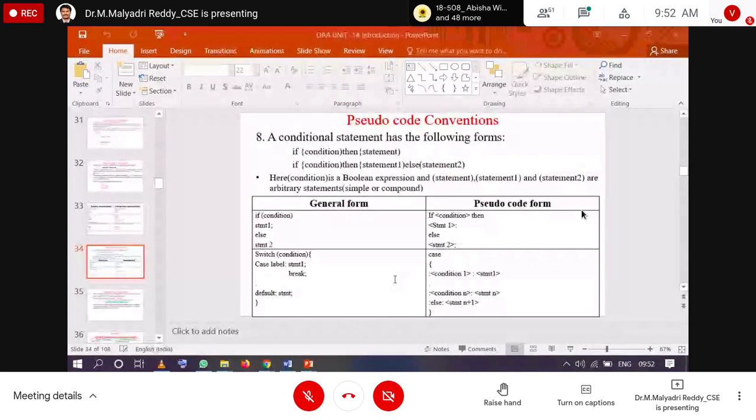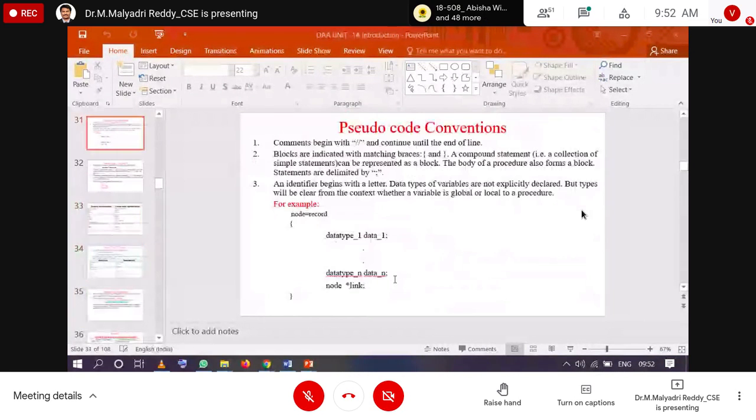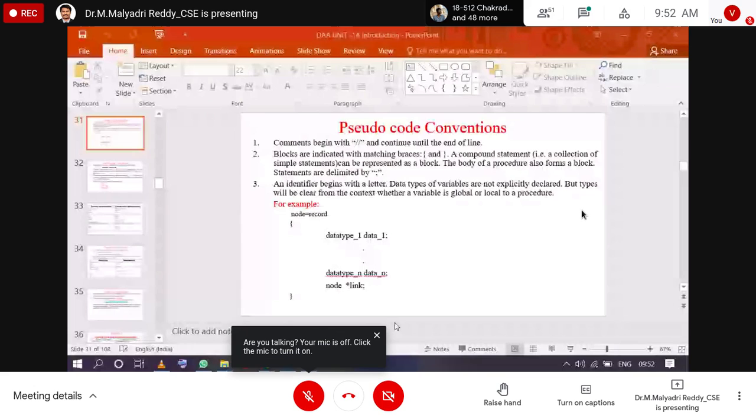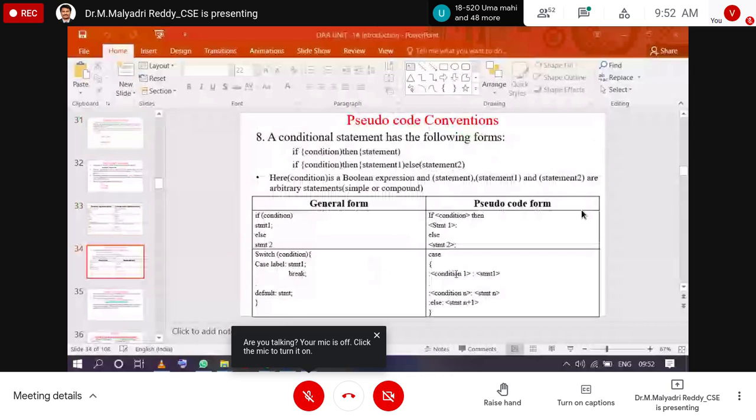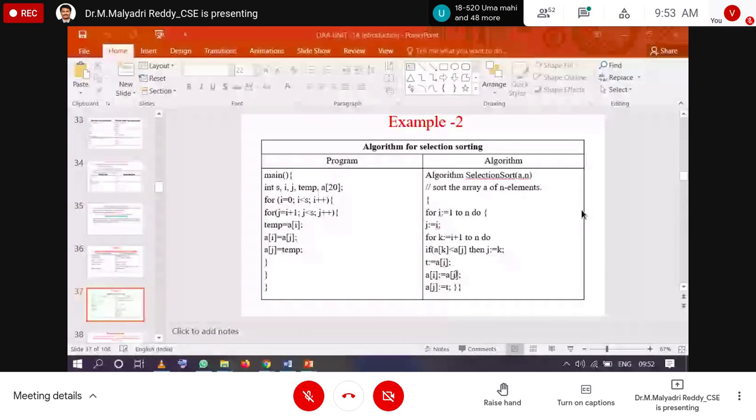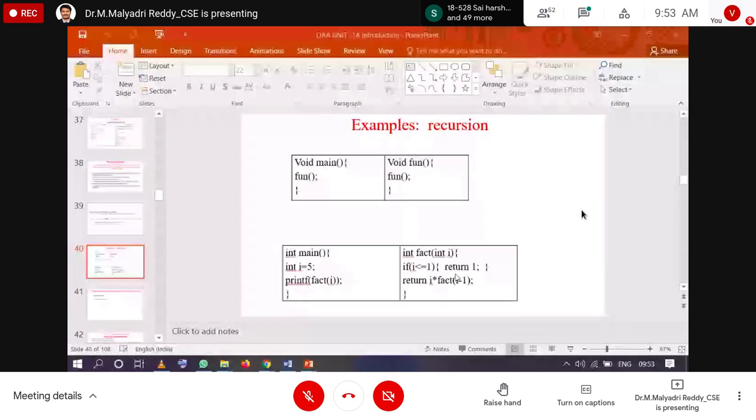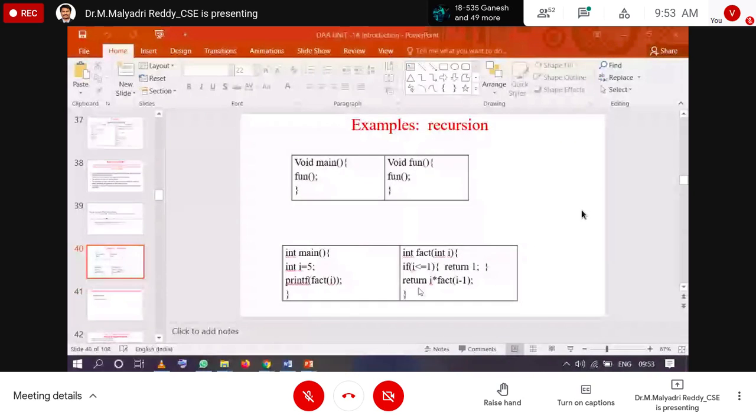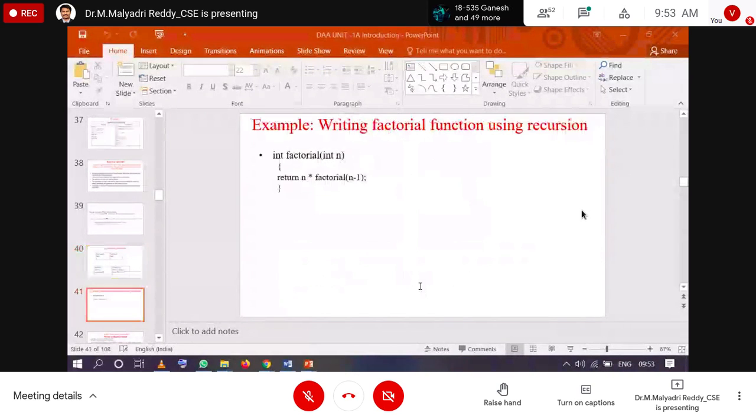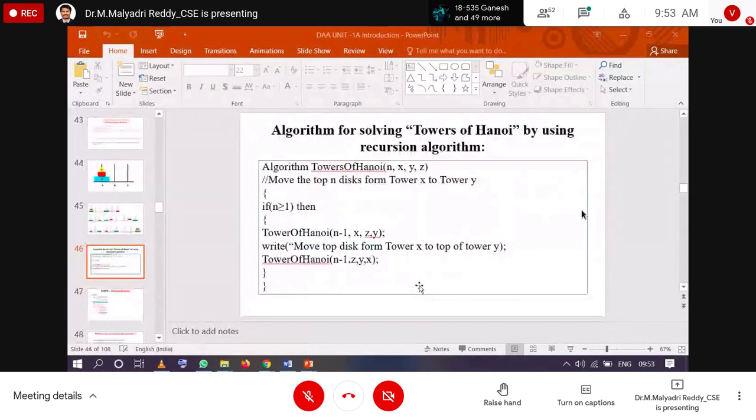These 10 are the pseudocode conventions. Comment lines, like block representation. This is the tabular method. This is the factorial pseudocode notation. Very simple. Hours of a problem.